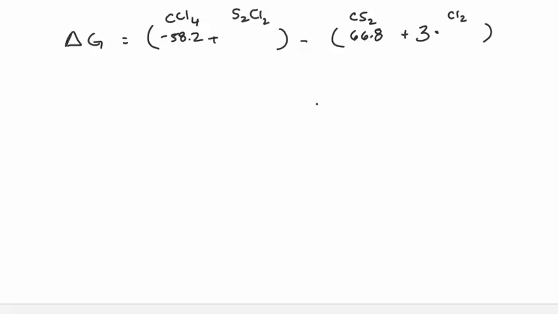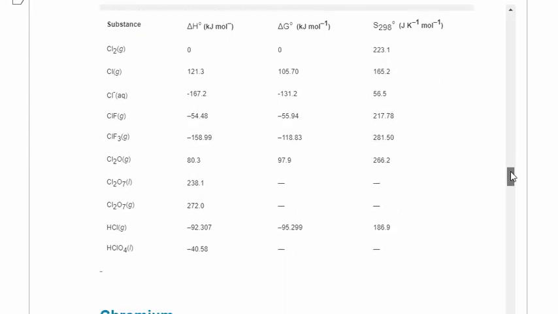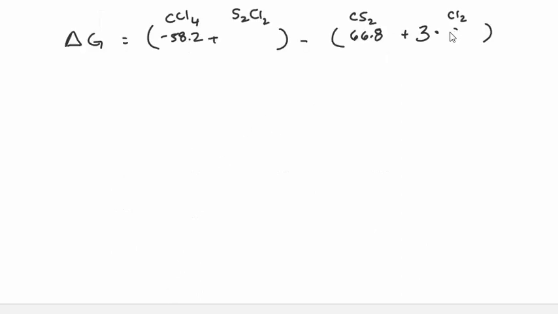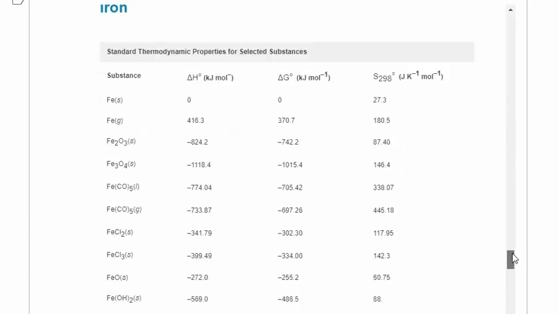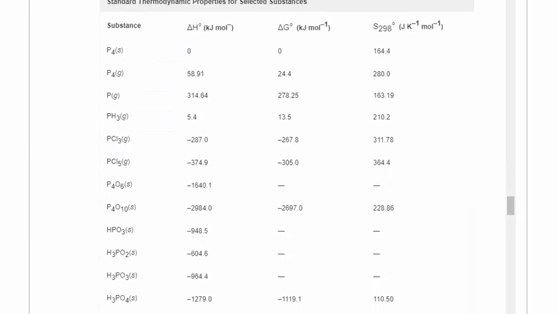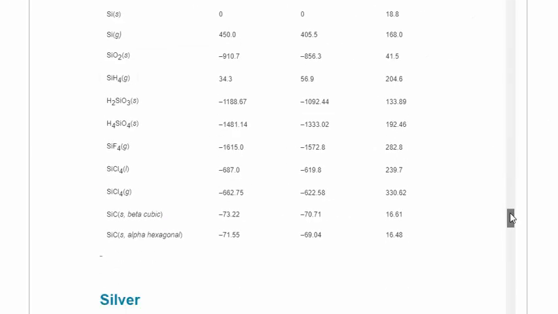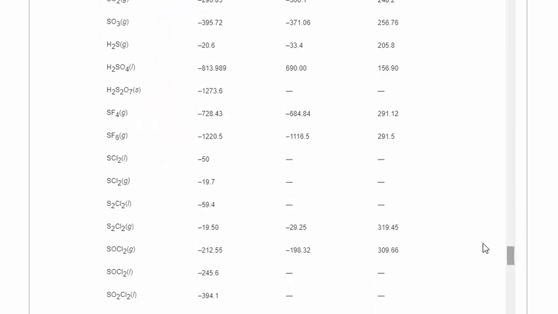Now I need chlorine. Chlorine gas has a 0. It is at its standard state. Chlorine gas is the elemental state. So now this disulfur dichloride is probably going to be in sulfur. So S2Cl2. I have a liquid and I have a gas.